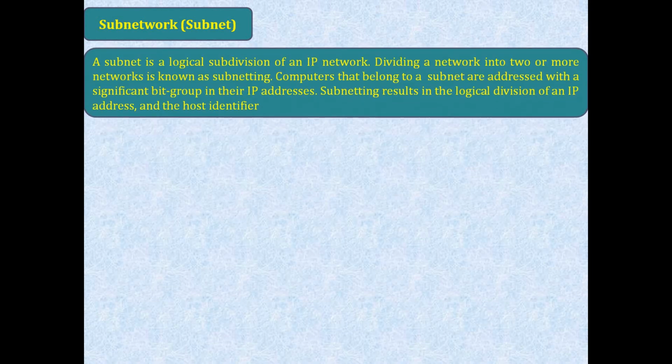Subnetwork is, in the meaning only we are able to understand, the subnet. In the network it is a subpart. The subnet is a logical division of the IP network. Division of the network into two or more networks is known as subnetting. Computers that belong to a subnet are addressed with a significant bit group in their IP address. Subnetting results in logical division of an IP address into the network and the host identifier.